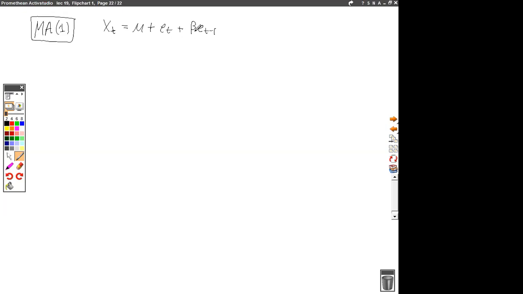So again, what we will do is figure out the conditions for which this process is going to be a stationary process. So if I have to figure out the mean, what is going to be the mean of this process?